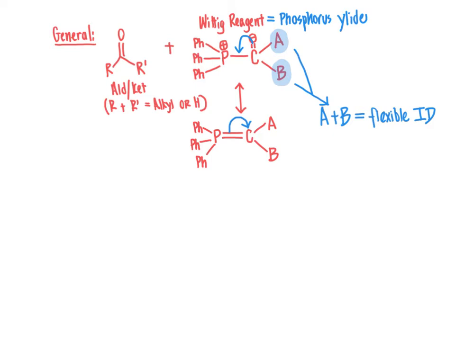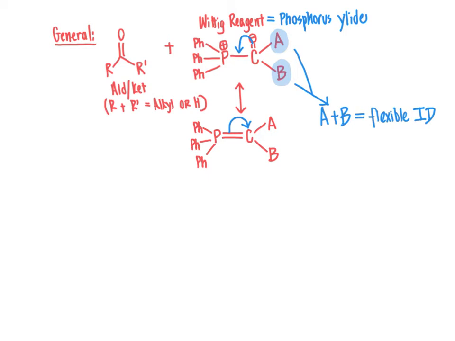So when you're looking at a phosphorus ylide, what you're really looking for is this carbon-phosphorus single bond with our charges, or a double bond here in the resonance structure of that down here. So recognize the phosphorus ylide. A and B can be really, at this point, whatever you want it to be.